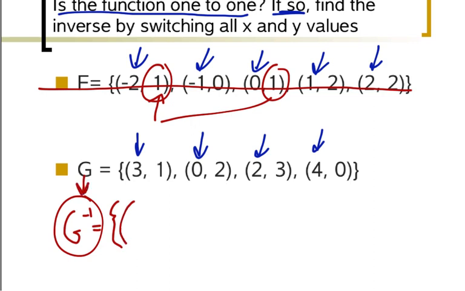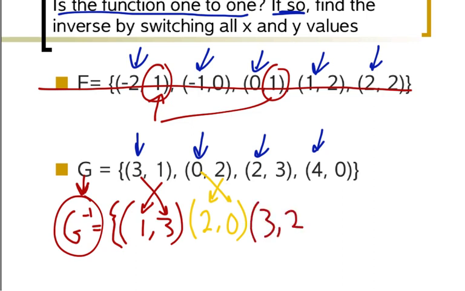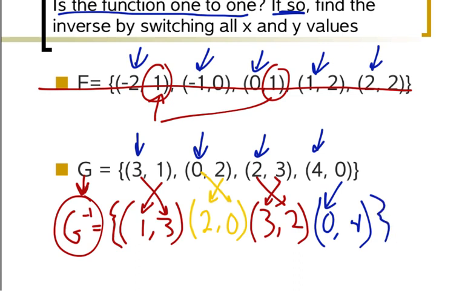And all we do is we take our 3 and 1 and we trade places. So it's 1, 3 after trading places. And then in the second one, I trade places here and I get 2 and 0. So 2, 0. And then 3, 2. And finally 0, 4. So that is successfully switching places with all the x values and y values. Okay? And that's your inverse for this first relation that actually is one-to-one.